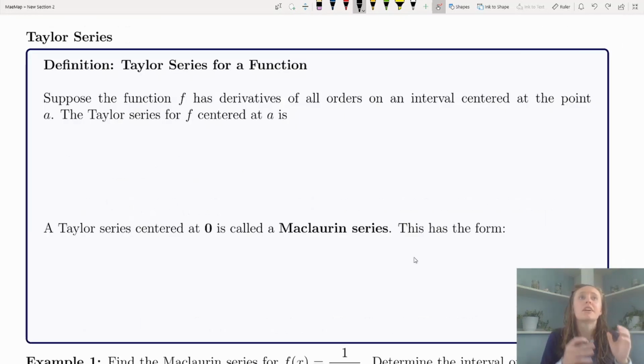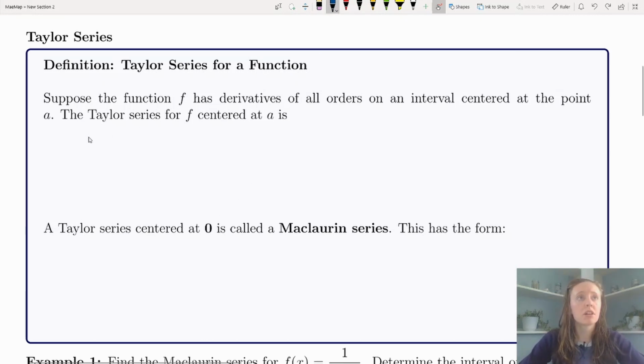So let's jump in. Now, Taylor series are very similar to those Taylor polynomials, which we talked about a couple videos ago. But remember, Taylor polynomials went from some starting index to an ending index of, let's say, n, some variable n. Whereas Taylor series, that upper index goes to infinity. So if we suppose the function f has derivatives of all orders on an interval centered at the point a, the Taylor series for f centered at a is, well, think back to those Taylor polynomials.